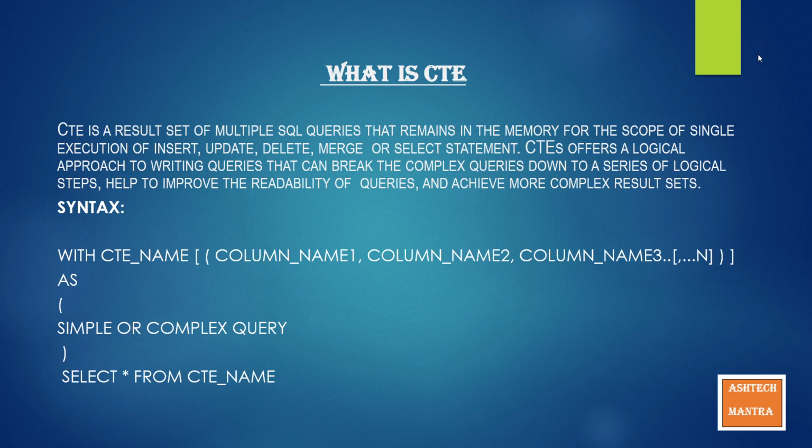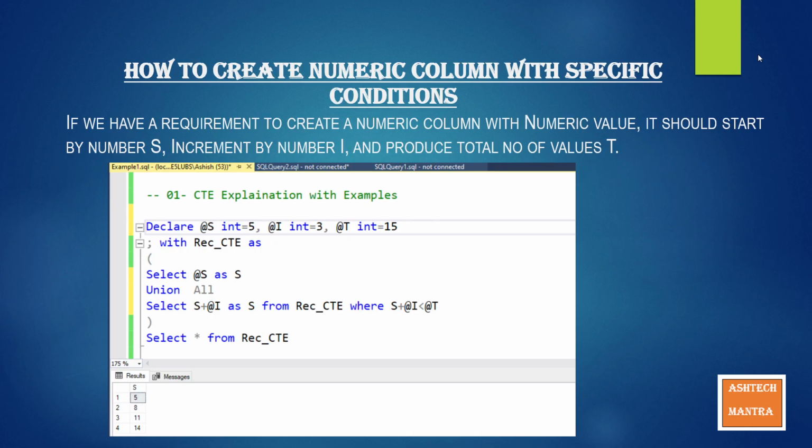And what is the syntax? So this is the syntax, right? WITH CTE name, and then we can define number of columns, column 1, 2, 3 as per our requirement, then AS, and inside the bracket we can define our complex or simple query. Then we can select star from that CTE name. So here I'm going to explain the examples.